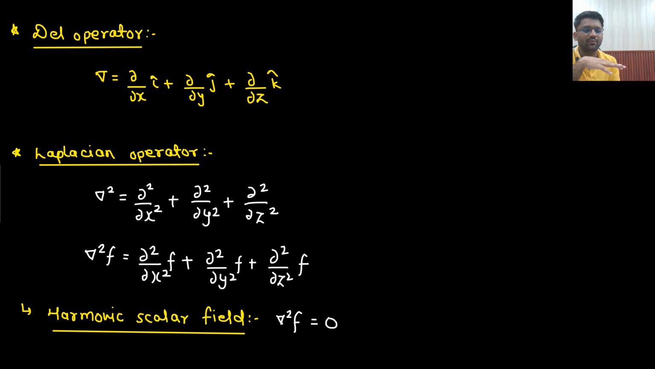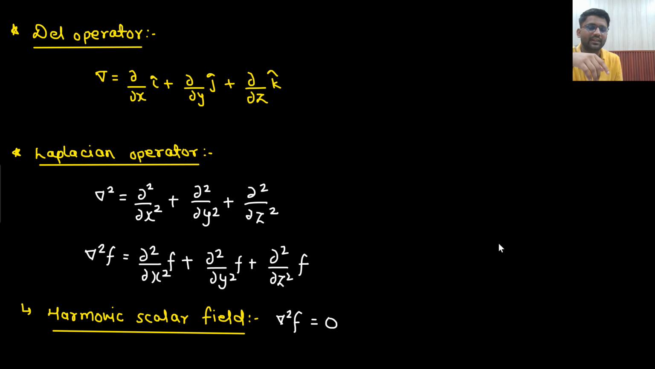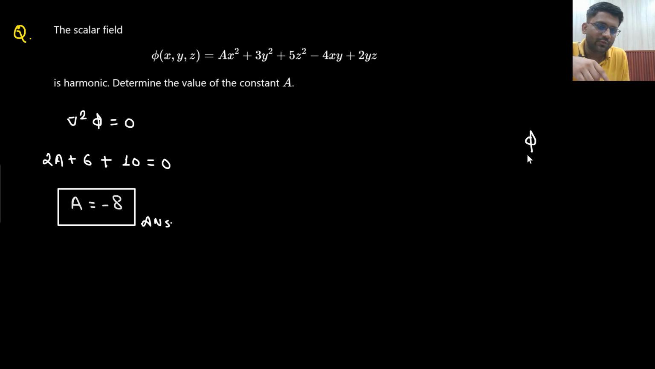Very simple concept. What is the meaning of Laplacian operator? That also you have understood. Divergence of gradient. This is what you need to understand. First I was having a scalar field. So with this scalar field, using the del operator, what can I do? I can only do one thing, that is calculating the gradient.